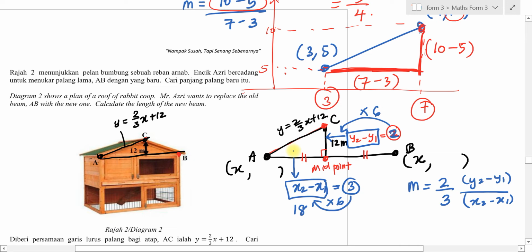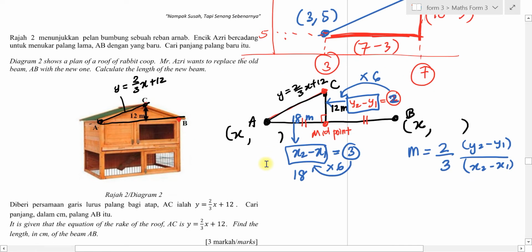So we know already this one is 18 meter. So AB is just twice of it. So 18 meter multiplied by 2, you will get 36 meter. Does it make sense?